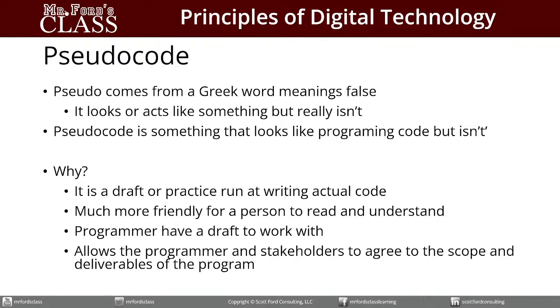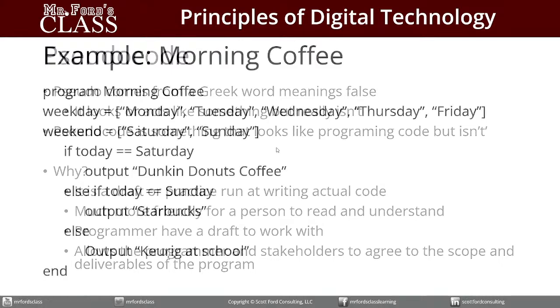Allows the programmers and stakeholders to agree to the scope and deliverable of a program. Now, I just used a term maybe you're not familiar with, which is a stakeholder. Stakeholders are individuals that have a stake in a product or in a result or in something that's going on. So, for example, I'm a teacher out here in the district. We have stakeholders. Stakeholders are students, right? They come to school, they're expecting a good education. They're hopefully expecting to have a career or be on the path to a career when they graduate. So they're a stakeholder.